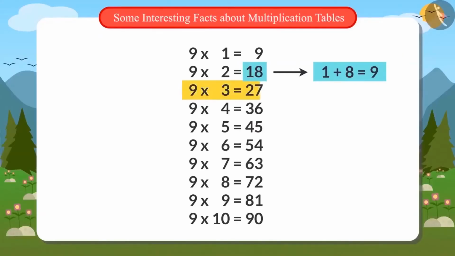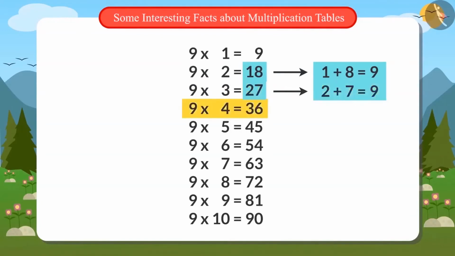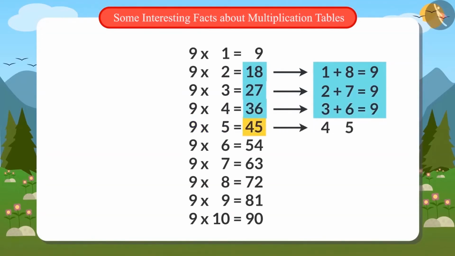Third number in the table of 9 is 27. If we add the digits 2 and 7 of it, we get the answer 9. Fourth number is 36. And adding both 3 and 6, we will also get the answer 9. Fifth number is 45. On adding the digits 4 and 5, the answer is also 9. Sixth number is 54. And now if we add 5 and 4, the answer is again 9.